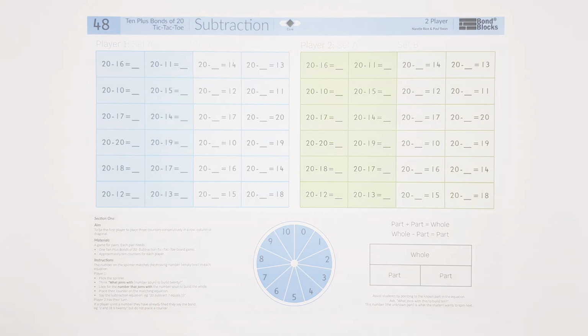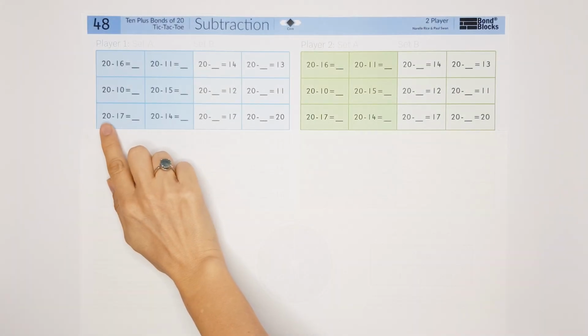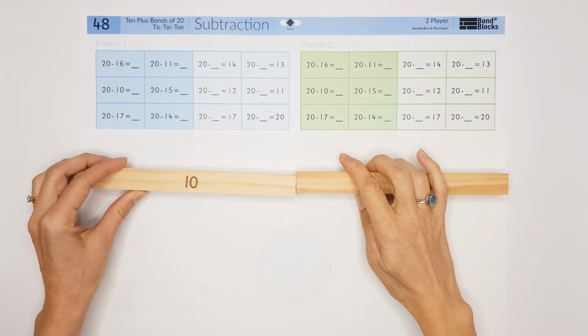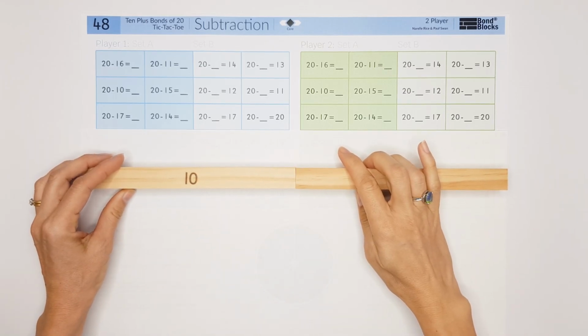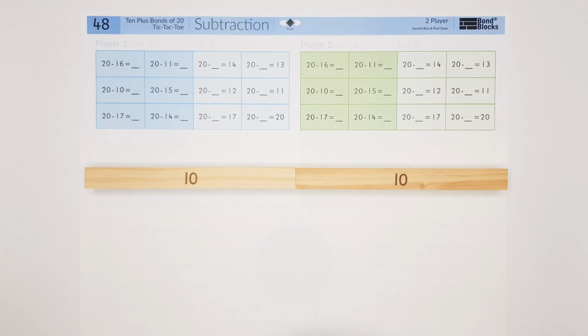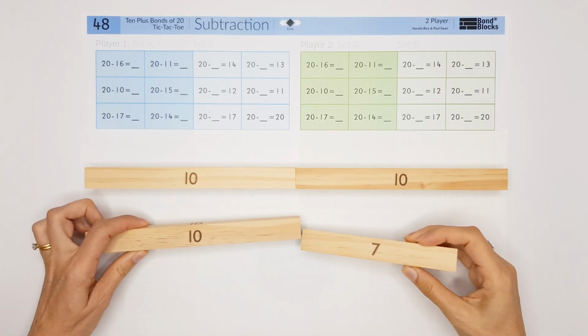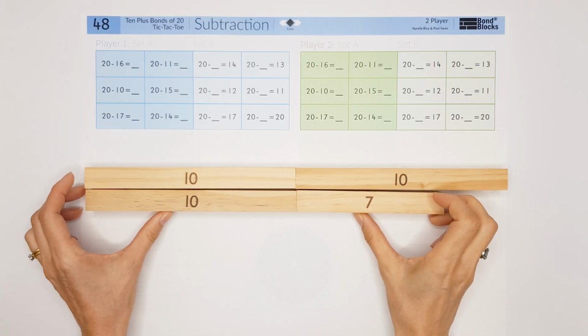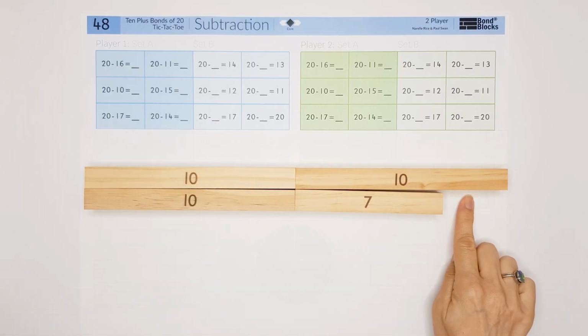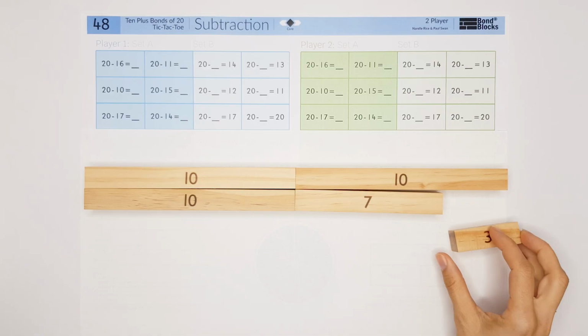I'm going to demonstrate with this equation. We know the whole of 20. We place that on the top row. We know the part of 17. This makes 17. And the unknown that fits here is the part of 3.